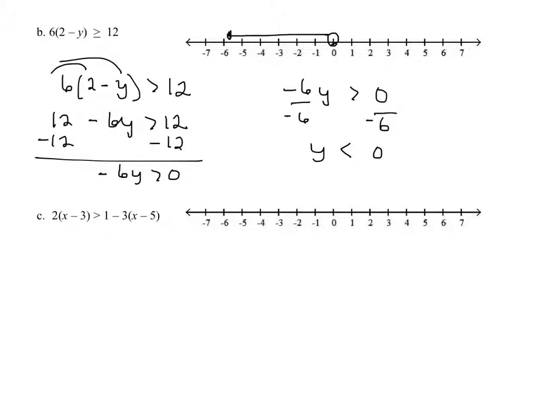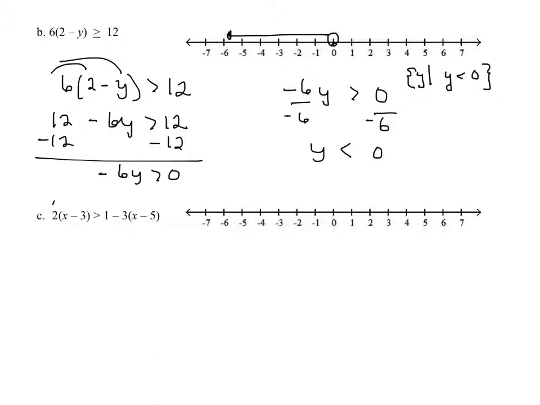Now, what I didn't do on the last one, I'm going to do here. I'm going to write the set notation. y such that y is less than 0. So that's read, all real numbers y such that y is less than 0. That's my set builder notation.